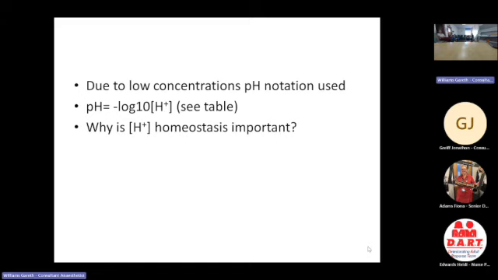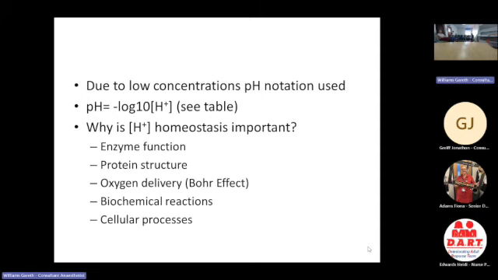So the notation P is a negative logarithm of a number, and we use logs to the base 10. Don't worry, my maths isn't great either, but it's a non-linear scale, which we'll see in a minute on the table. Because the numbers are so small, we use a logarithmic scale, the inverse logarithmic scale, to look at hydrogen ion concentration. That's basically what pH means. So why is hydrogen ion concentration so important? Well, for all of those reasons and a lot more.